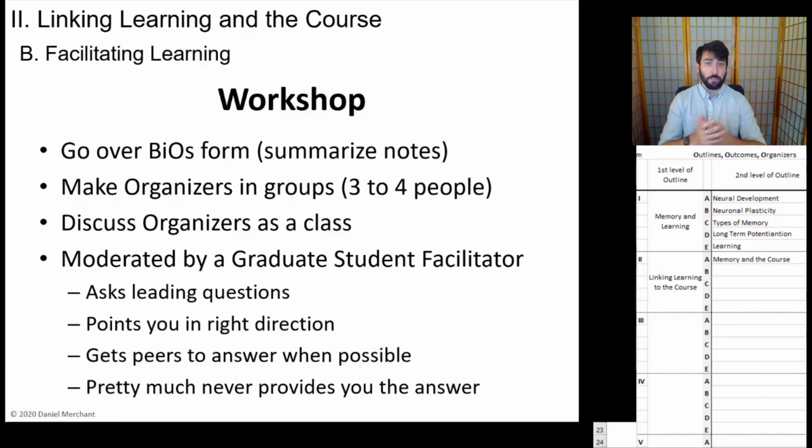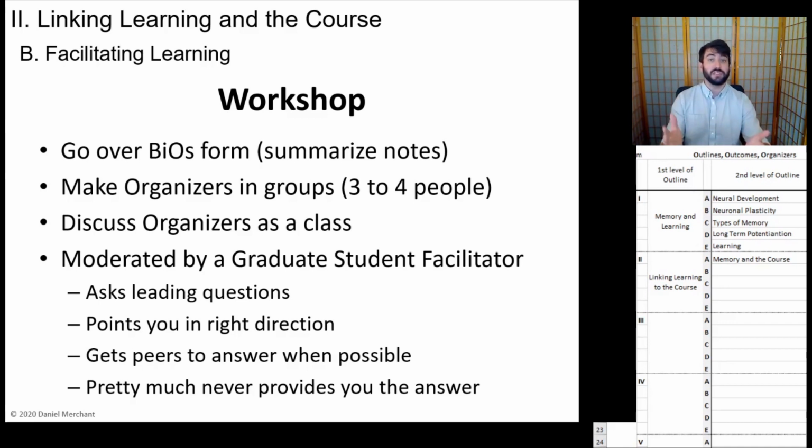Now in workshop, you're going to go over the BIOS form, make sure everybody's on the same page with the summarized version of the notes, make sure everyone knows the important parts that are being discussed, as well as the outcomes and how they relate to the organizers. In other words, make sure everyone knows what the exam questions are going to be and the most efficient way to answer those exam questions. So that's the first step here, going over the BIOS form.